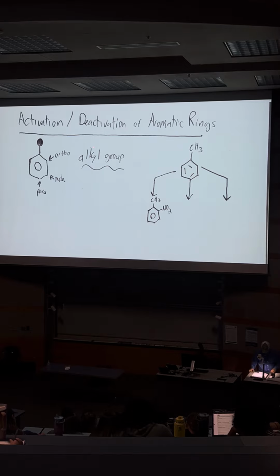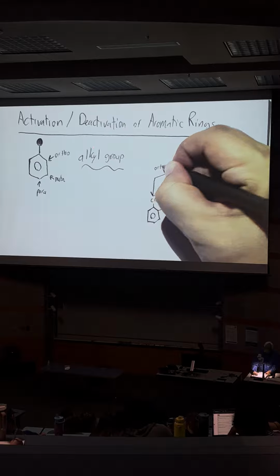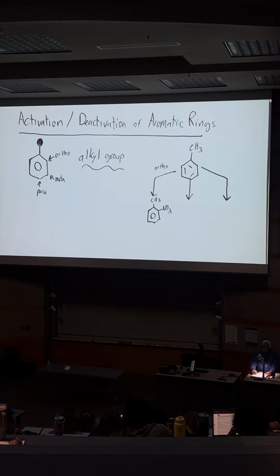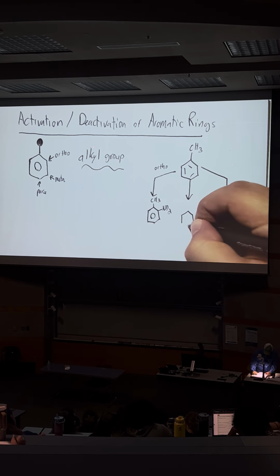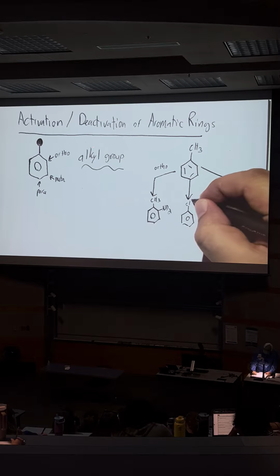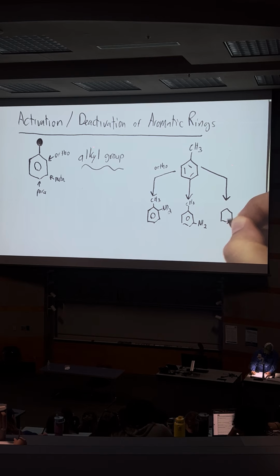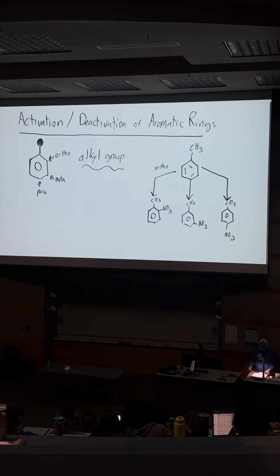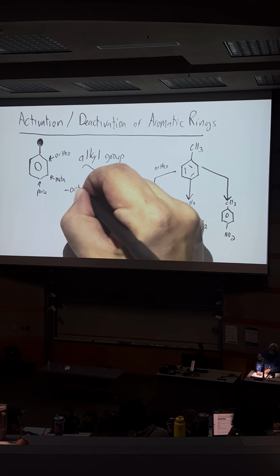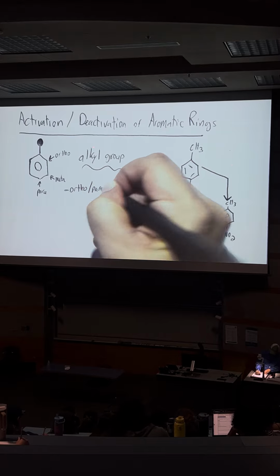This would be clearly the one in which you have the nitro group at the ortho position. This would be the nitro group at the meta position. And then the final one would be the nitro group at the para position. Again, with regard to the methyl substituent that was there in the original starting point. All right? And so what we can say about alkyl groups is that they are ortho-para directing.